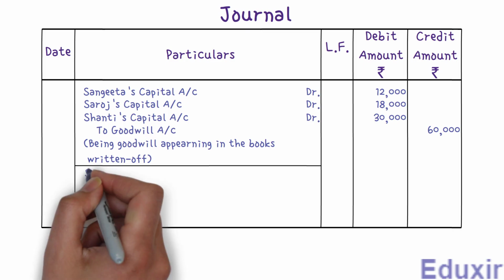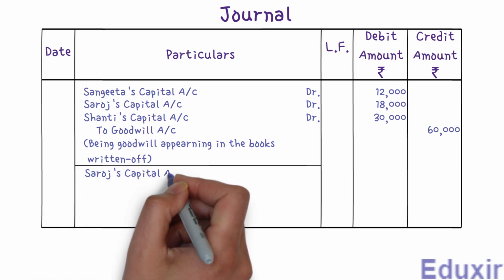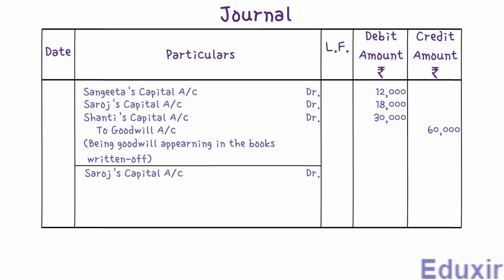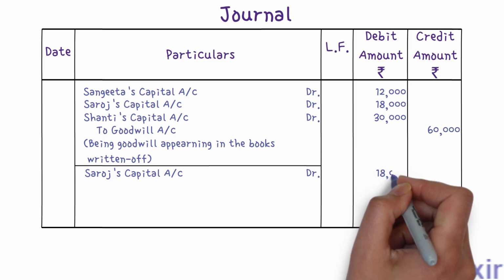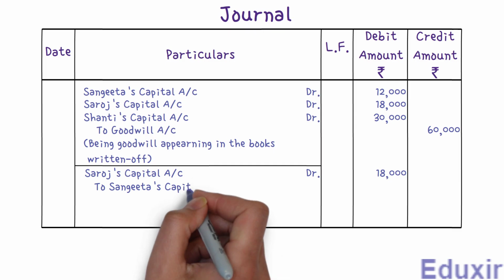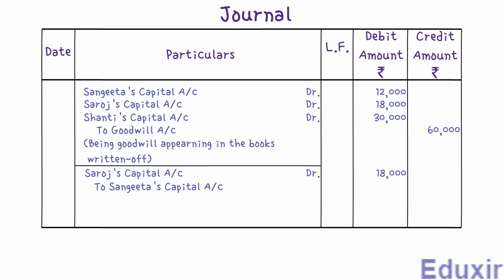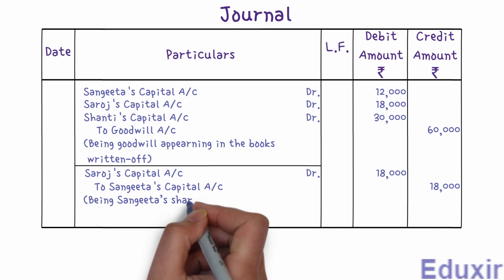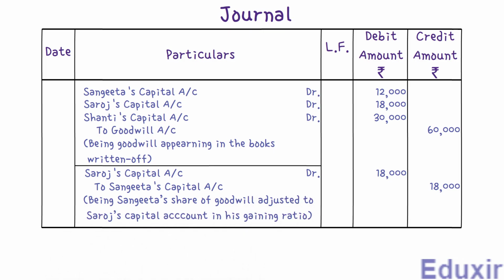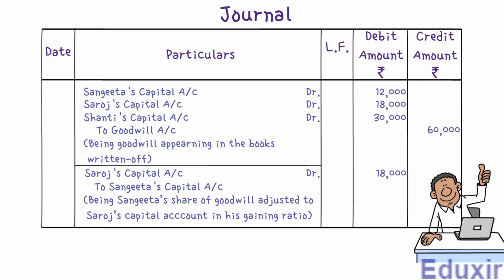Let's first write the partner Saroj's capital account as the debit entry. Let's also write the text DR to indicate that this is a debit entry. Let's then write the debit amount of 18,000 rupees in the debit amount column. Let's then write the partner Sangeeta's capital account as the credit entry. Let's then write the credit amount of 18,000 rupees in the credit amount column. Let's then write the description or narration of this transaction as being Sangeeta's share of goodwill adjusted to Saroj's capital account in his gaining ratio. With that, we have completed the generalizing of this transaction. And with that, we come to the end of the solution to this problem.